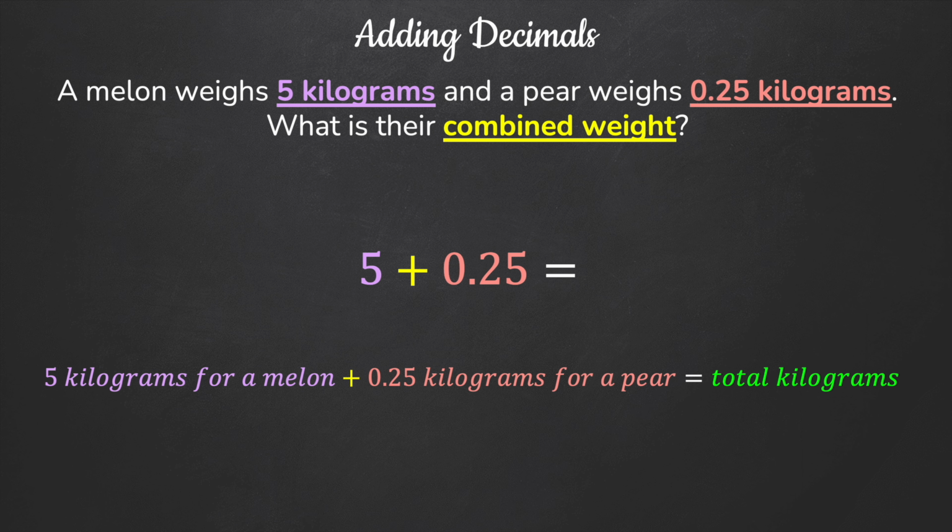And basically we're taking the weight of the melon and the weight of the pear and adding it together to figure out how much they weigh together. So the total number of kilograms both weigh.